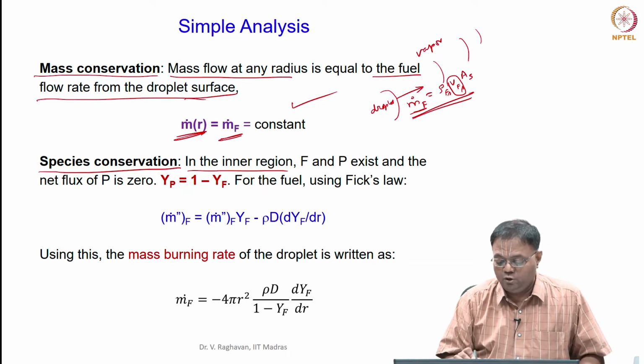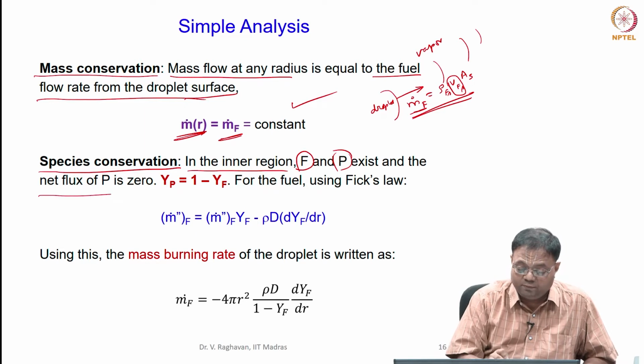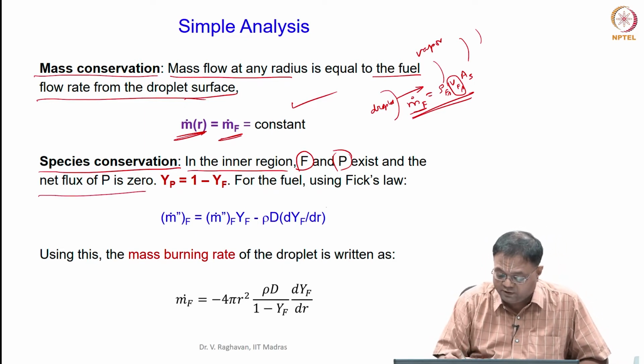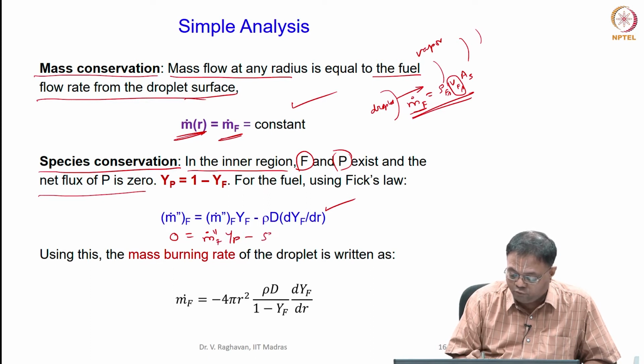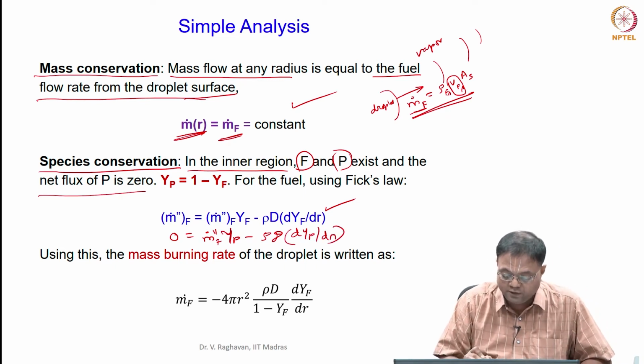In the inner region, only fuel and the product are present. So, F and P exist, and the net flux of P is 0. That means, this is the equation written for fuel, correct. For the product, I will write 0 equal to m dot double dash F into Yp minus rho d into d Yp by dr. That will be the conservation of product in the inner zone.